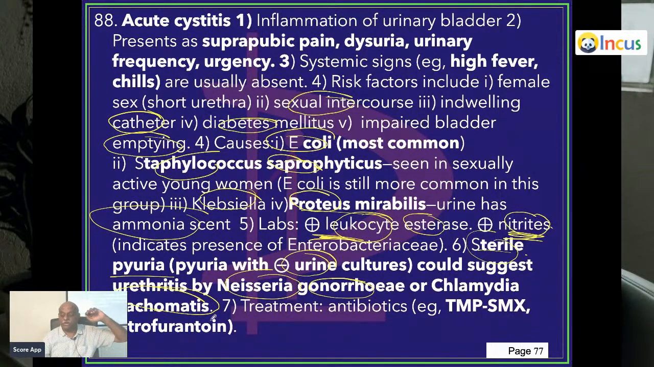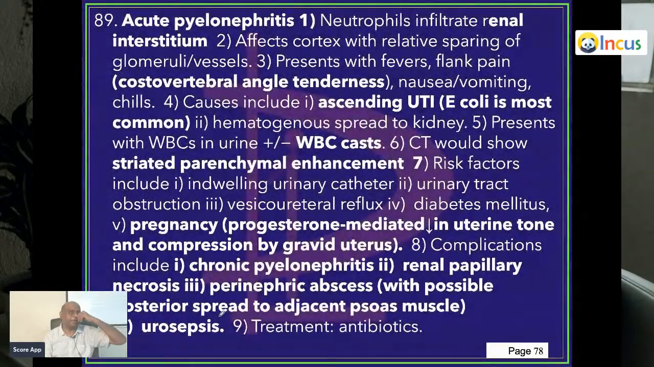So how do you treat, doctor? We give trimethoprim, sulfamethoxazole, nitrofurantoin. They're all the common antibiotics. Then comes pyelonephritis. Cystitis is over. Then comes pyelonephritis.